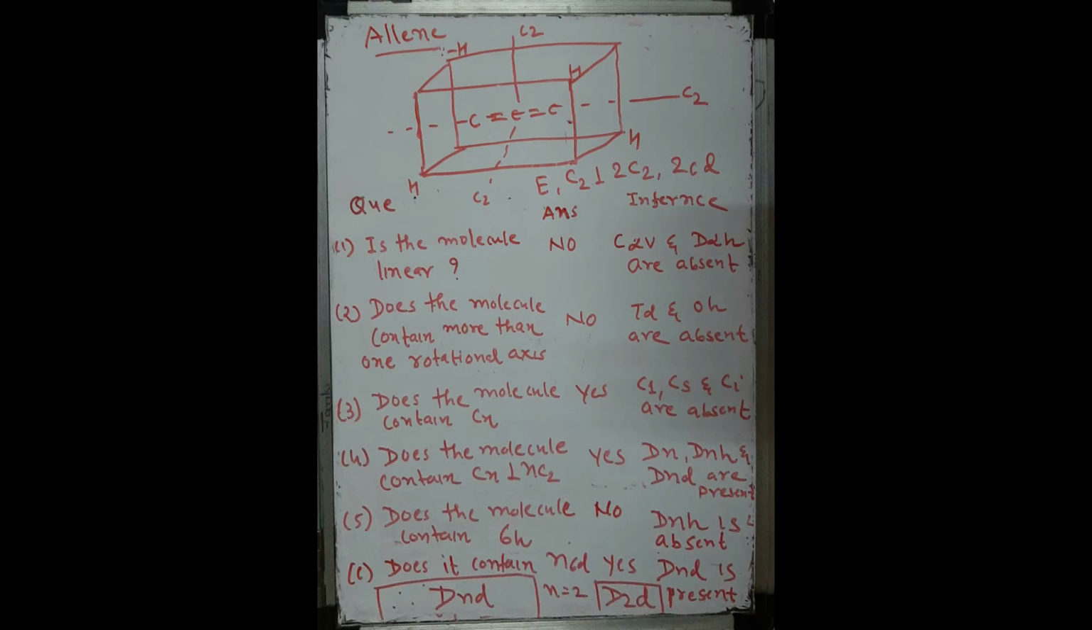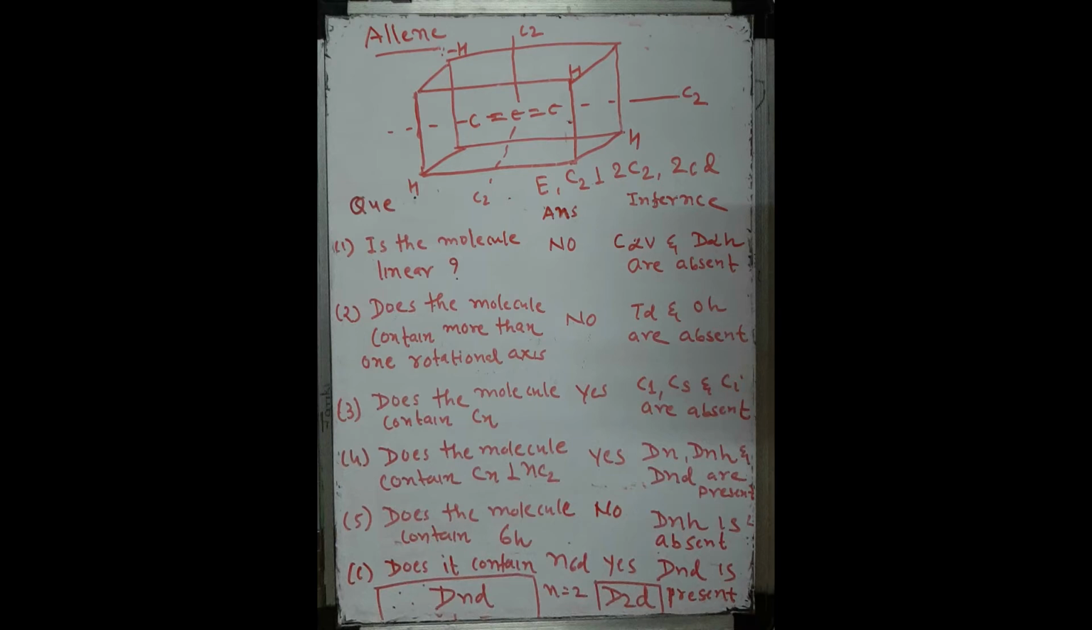It contains E, C2 axis, 2C2 axis and 2 dihedral planes. So we have to ask the question in this manner. First question, is the molecule linear? Answer is no. Therefore C infinity V and D infinity H are absent. Next question we are going to ask, does the molecule contain more than one rotational axis? Answer is no. That means tetrahedral and octahedral are absent.